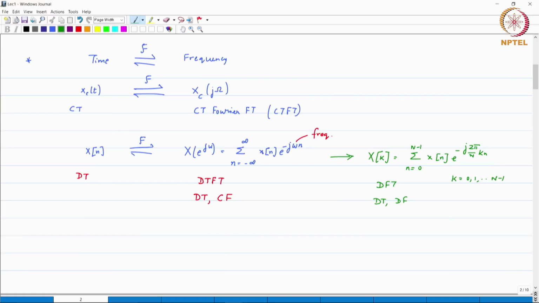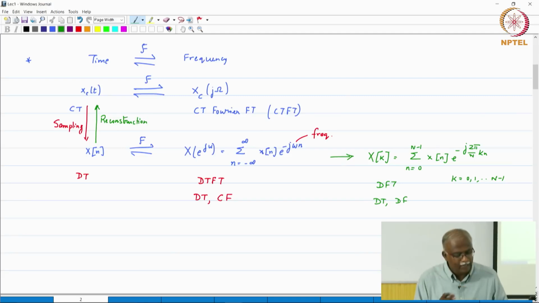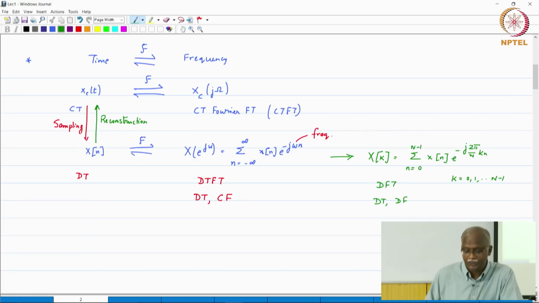But in the context of multi-rate signal processing, what is extremely important is that we always have a link between these two. Going from continuous time to discrete time is the process of sampling, and in the reverse direction it is reconstruction. This is where some of the key elements of multi-rate signal processing come into play and make it a very interesting and rich area for us to work in.